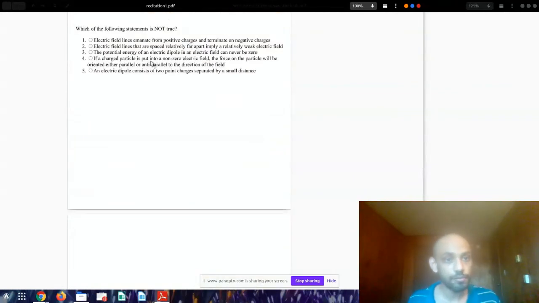So this statement is not true. I'll come back to the statement. The statement said that the potential energy of the electric dipole in an electric field can never be 0. But I do have a position where it can be 0. So this statement is not true. That's your answer. So the answer to this problem is the third option.